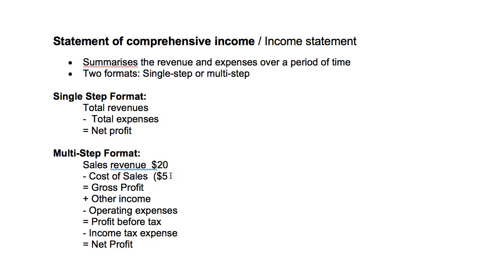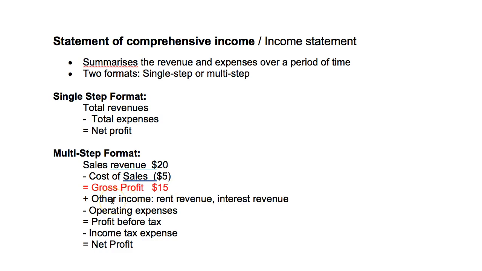How much did it cost them to get the $20? It cost them $5, and then we can calculate this number here. So the gross profit is calculated, and the gross profit shows the success of the business. How successful is the business at buying products cheaply and then selling them at a higher amount? Now, after the gross profit, we put other income. So other income could simply be other income, or it could be something like rent revenue or interest revenue, could be some examples.